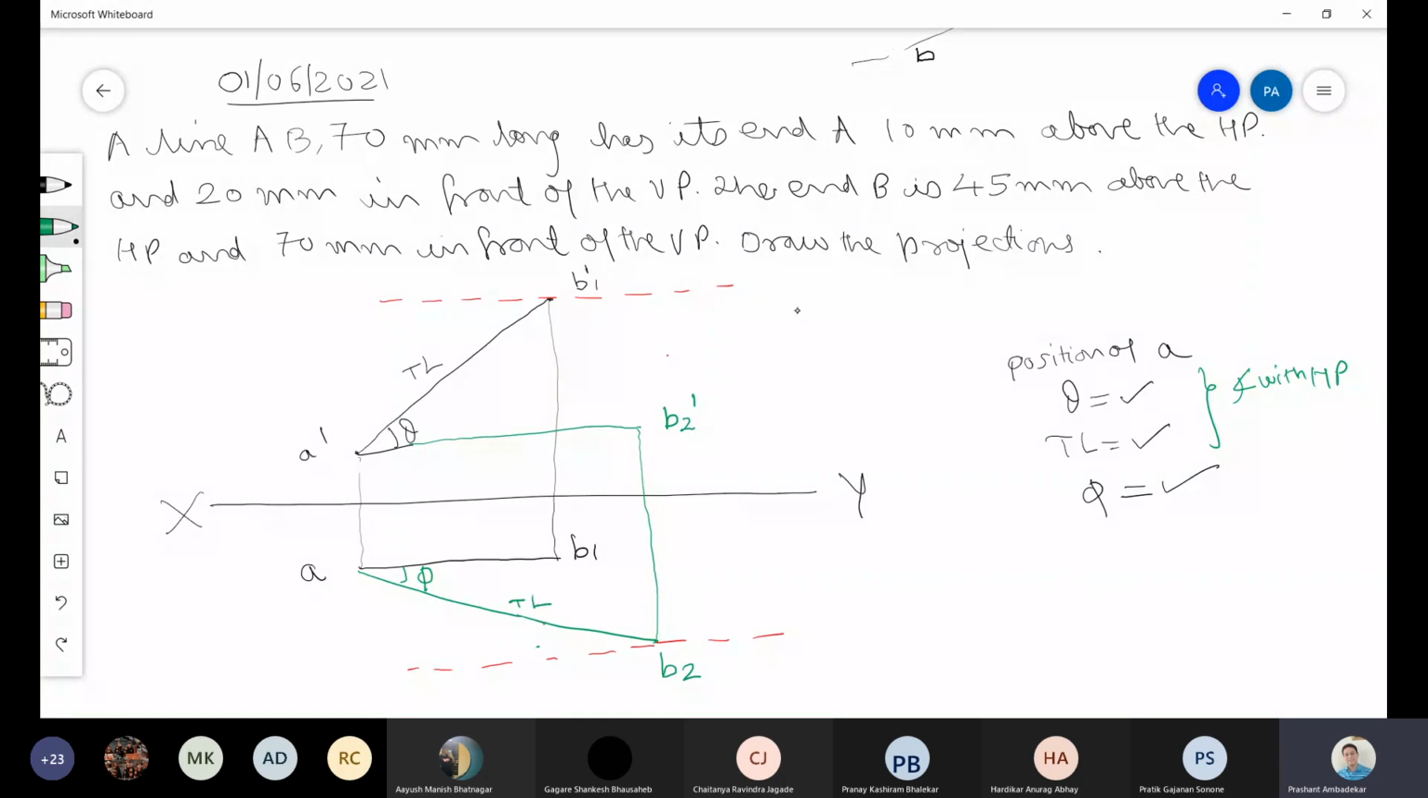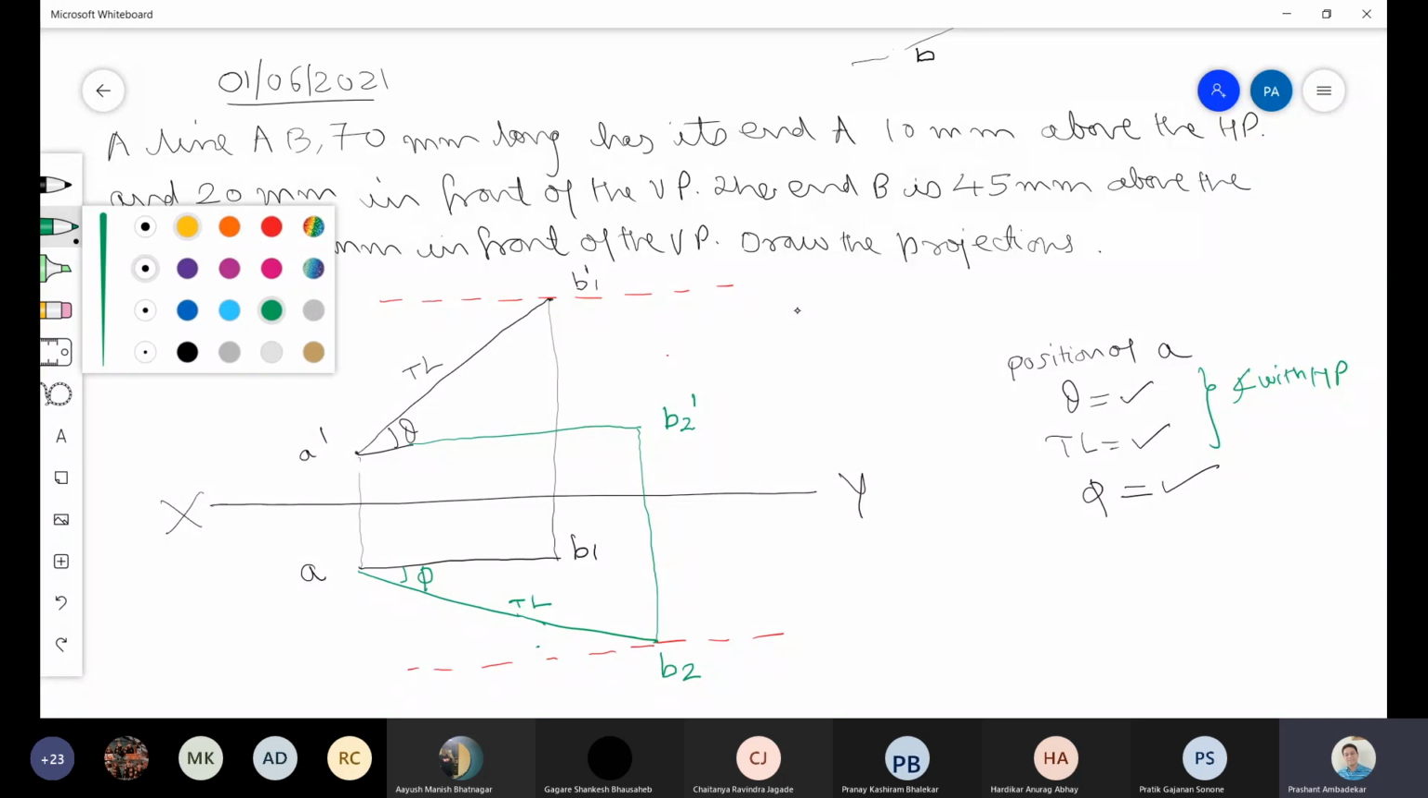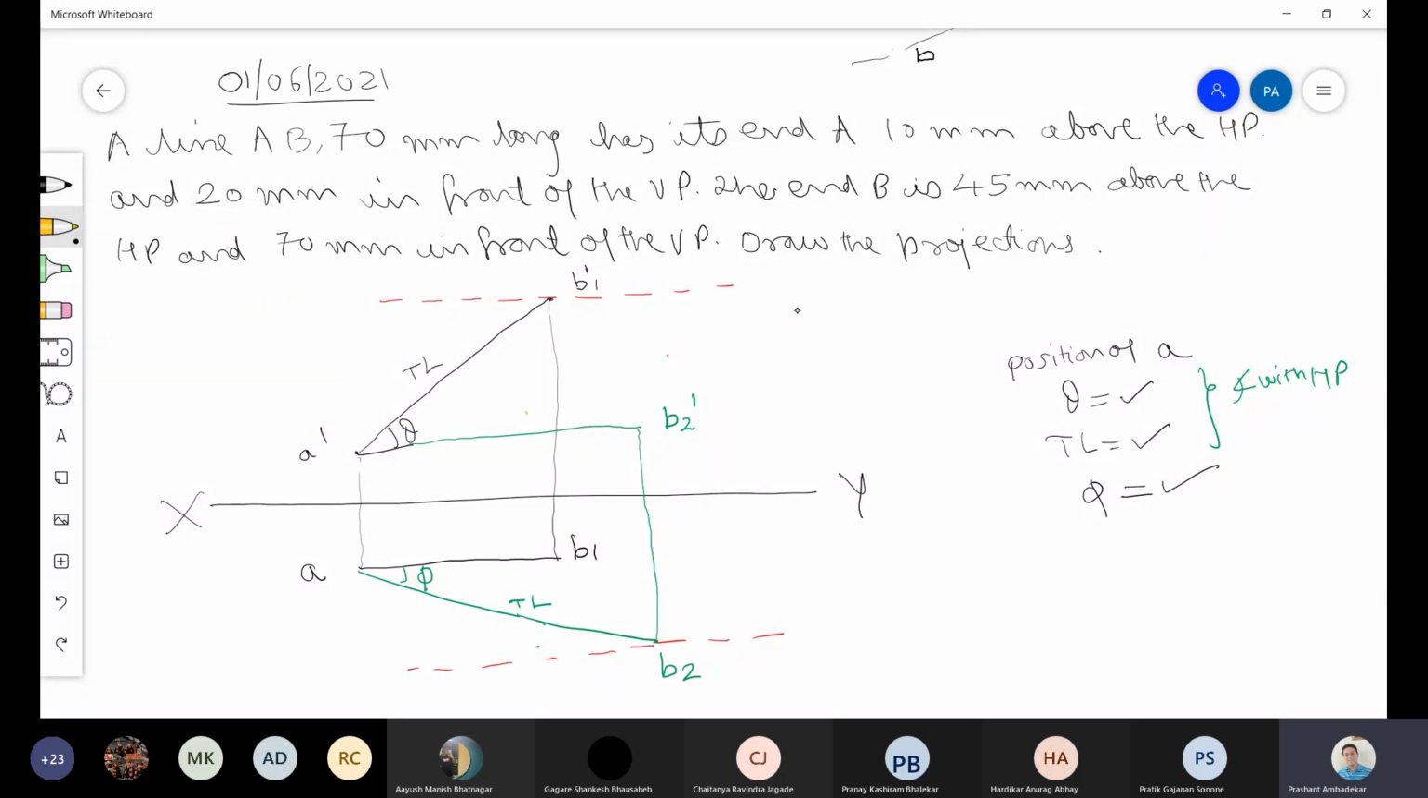This is the true length. In order to draw the locus line, we rotate. What do we rotate? This is called the elevation length, since it is in the front view, and this is called the plan length. We always rotate the horizontal line.